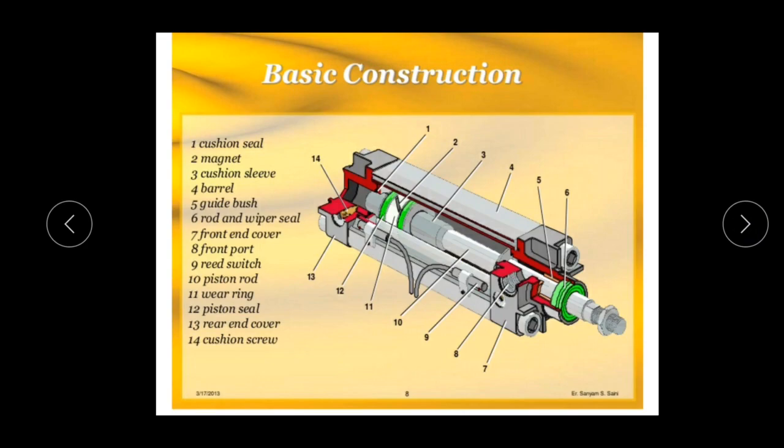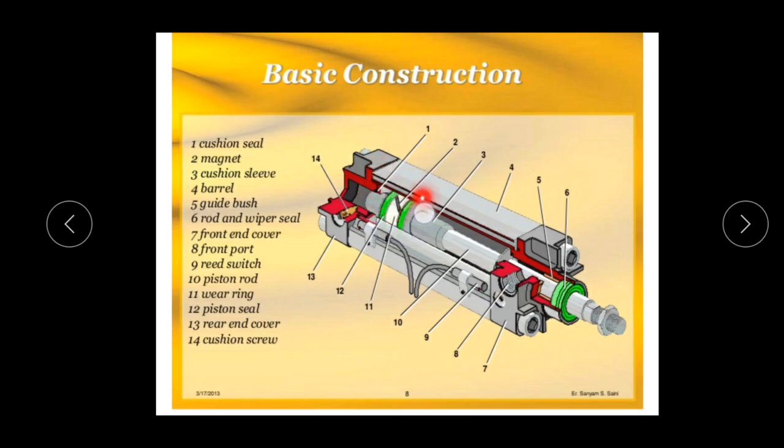And now coming to the basic construction of a pneumatic system. Dear students, as we can see, the image is a basic construction of a pneumatic system, where many of the parts are indicated by numbers. Number 1 is called a cushion seal. This portion is a cushion seal.